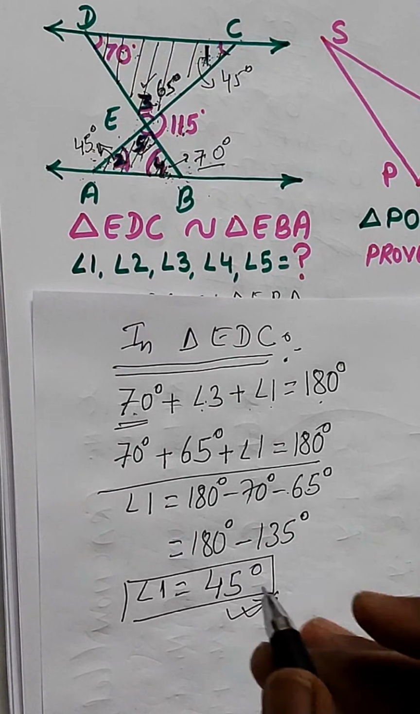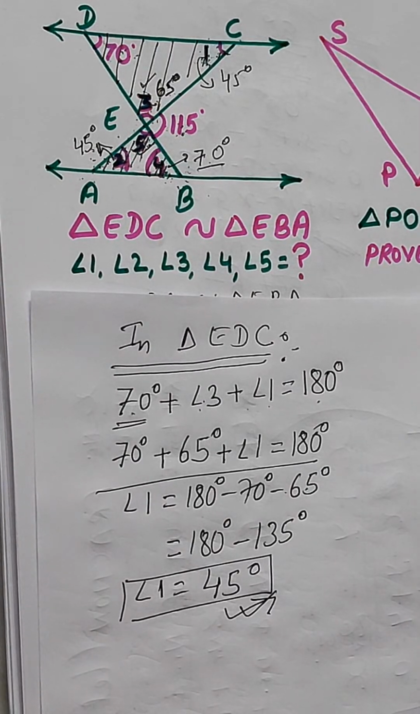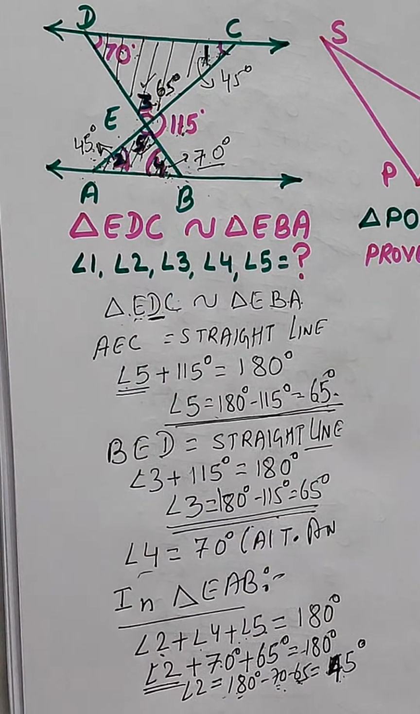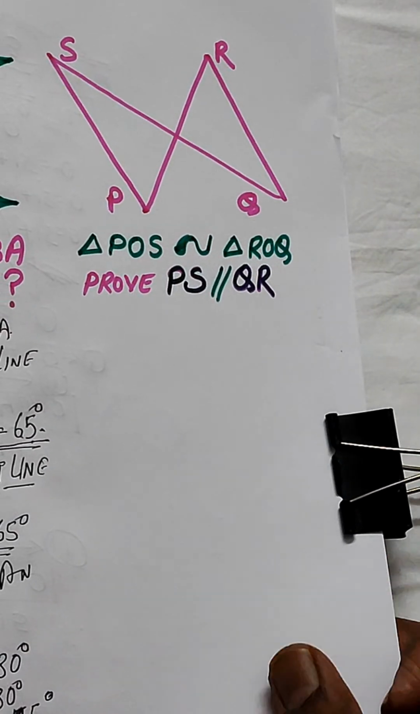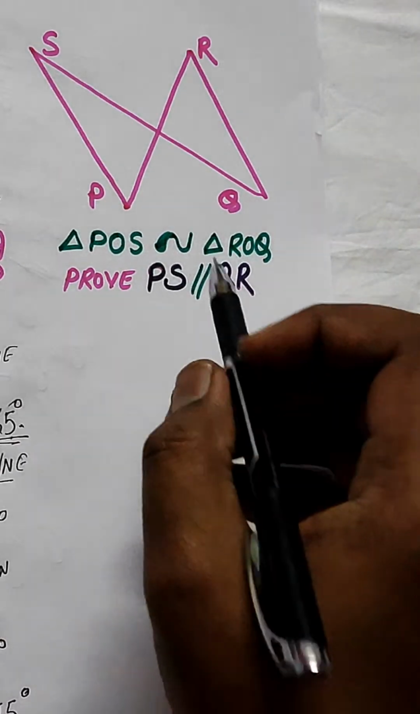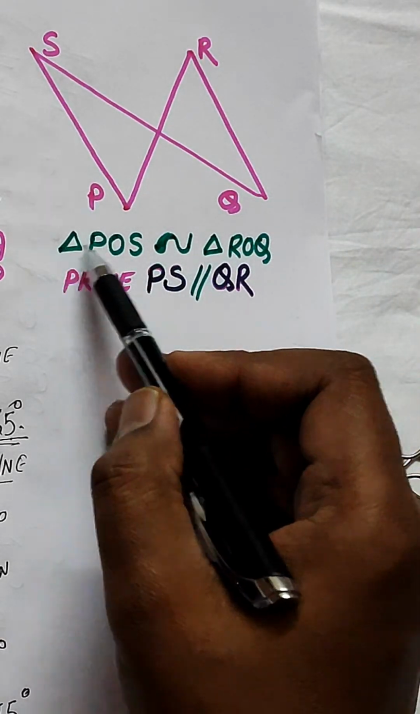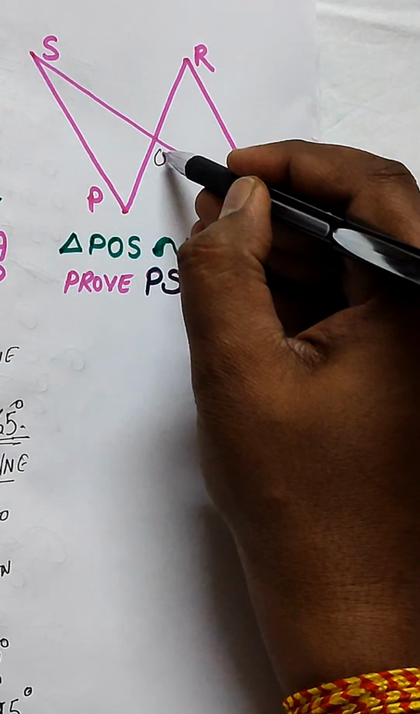And finally, we have calculated this. Okay. Now, let us come to the second part of the question. Okay. The second part of the question is this one. Okay. Here, we have been given that triangle POS. POS, let's say here is O.